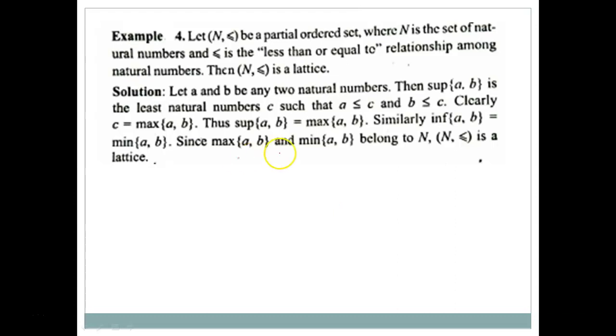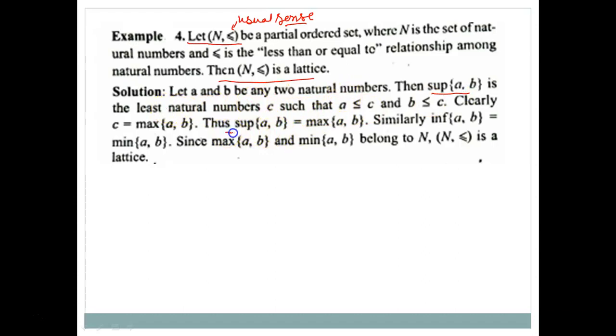Next is example 4. In example 4, we are considering the set of natural numbers with the relation less than or equal to, in the usual sense. We can say that this is also a lattice. First of all, we already know that it is a partially ordered set. All the conditions, reflexivity, antisymmetry and transitivity, are satisfied. Now let us talk about the supremum of any two numbers.